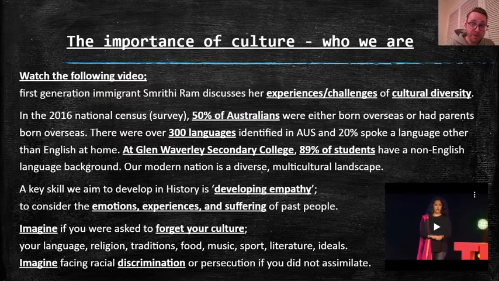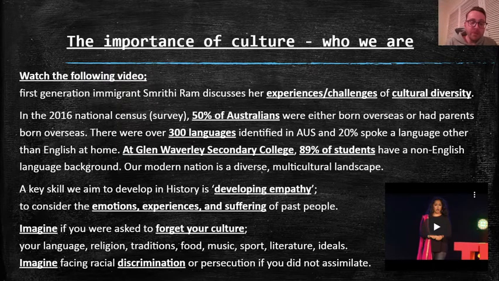It hasn't always been that way, but a key skill we aim to develop in history isn't just source analysis. It's developing empathy. You don't really have this in maths or in science. Having the opportunity to view the stories and experiences, the lives of past people, and then develop not just your knowledge, but your emotions. Develop your empathy, your ability to consider the emotions, experience, and suffering of past people. So you're not bloody monsters. So you don't look at the Holocaust and be like, oh, lol.